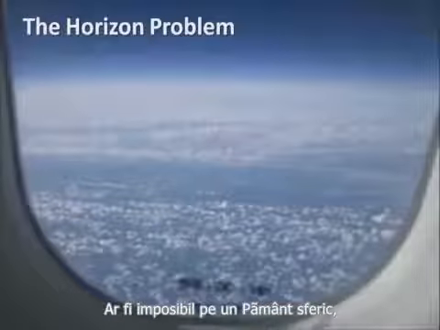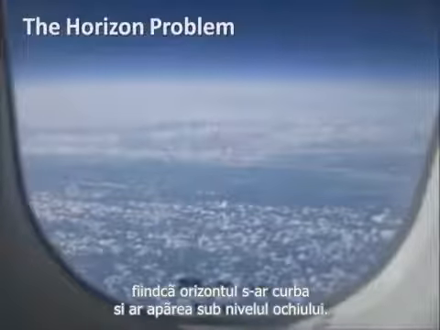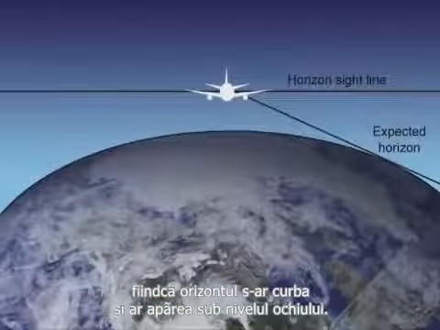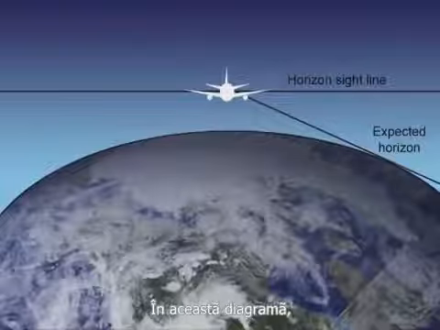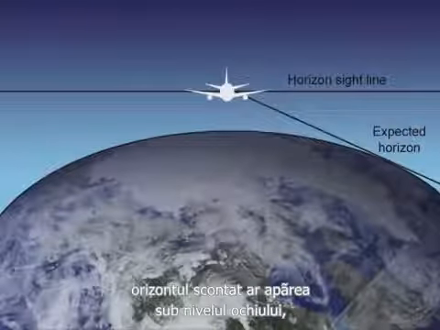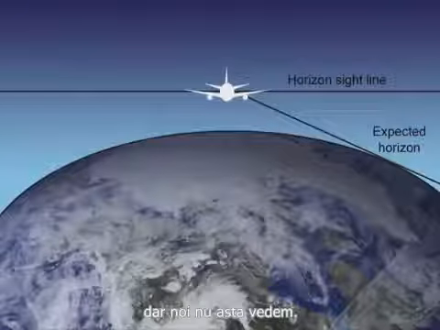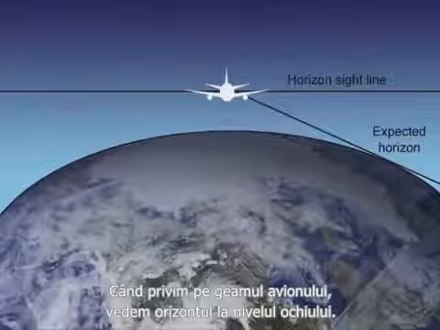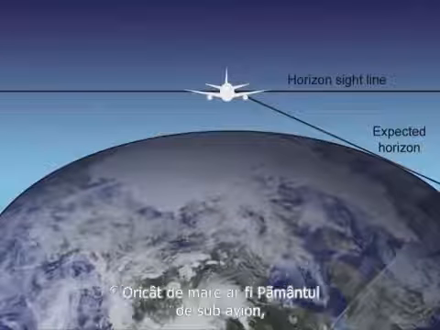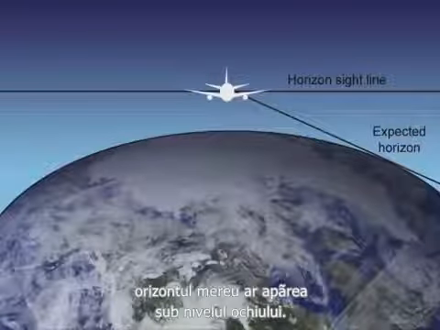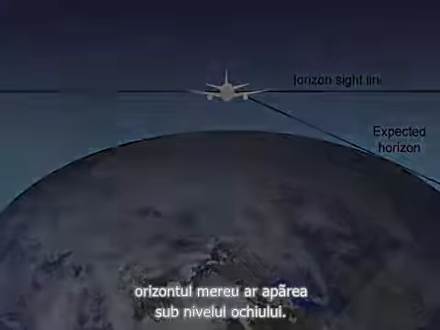Well, that would be impossible on a spherical Earth, because the Earth would curve away from you, and so it would always appear below you. As on this diagram, the expected horizon would be below you, but that's not what we see. When you look out of a plane window, you always see the horizon at eye level. And it doesn't matter how big you make the Earth below the plane, the horizon would always appear below you.